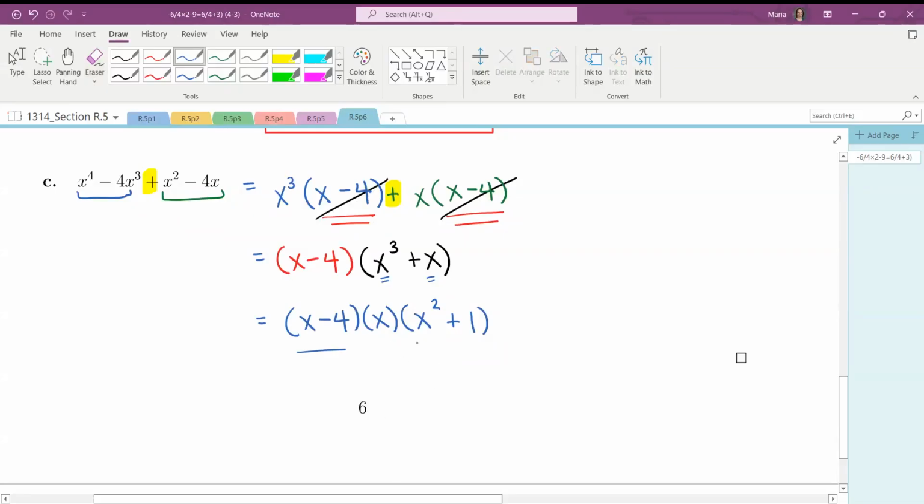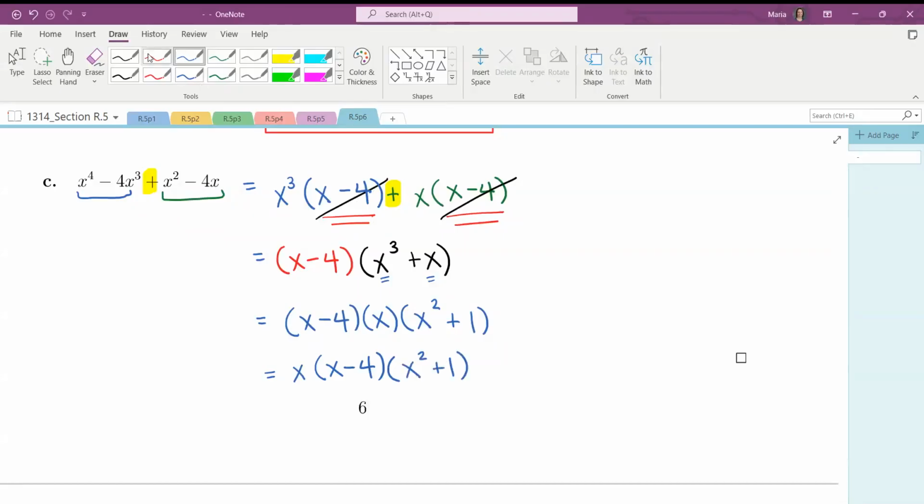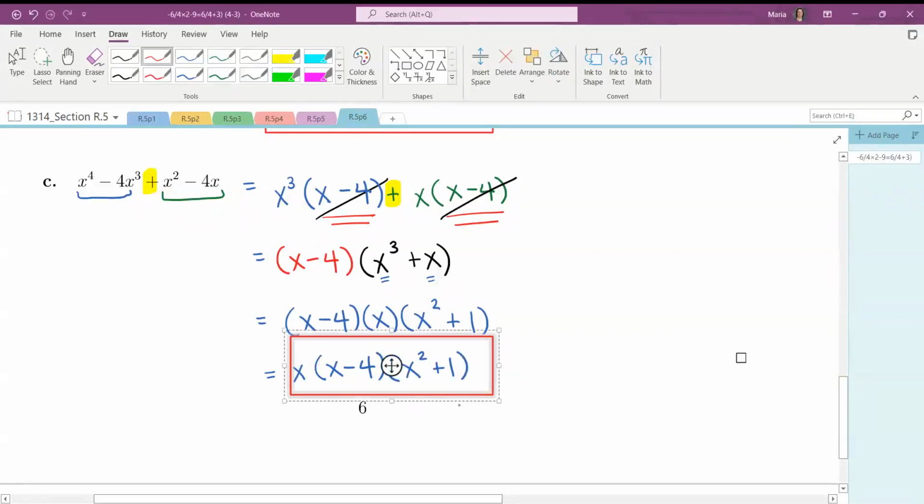So that brings us to here. x minus 4 does not factor any further, neither does x. x squared plus 1 is a sum of squares, so it's not going to factor. You can leave it like this. If you wish, you can put the x out front. When you multiply things, you can multiply in any order. So here is our final answer.